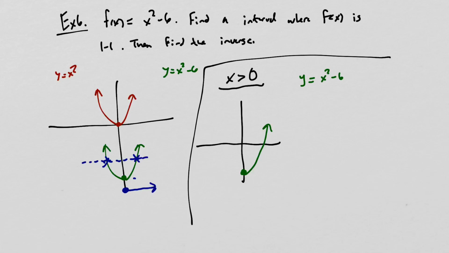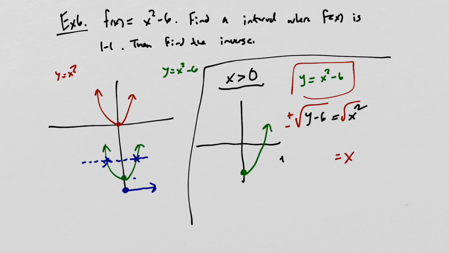So we want to find the inverse of y is equal to x squared minus 6. So solve for x, add 6 to both sides. This is equal to x squared. Then take the square root of both sides. The right-hand side just becomes x. So x is equal to now a plus or minus square root of y plus 6. And since we're assuming that all our x values are strictly greater than 0, then we only want the positive square root.